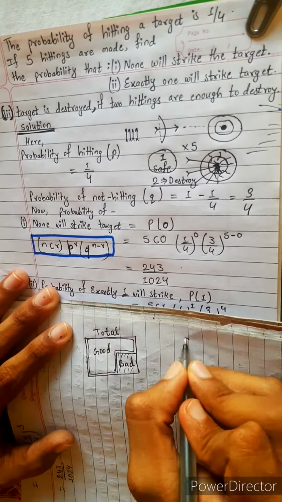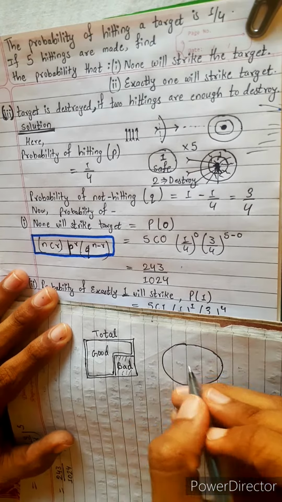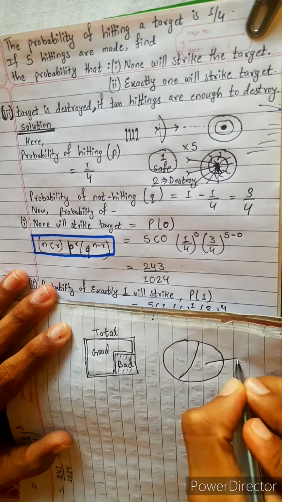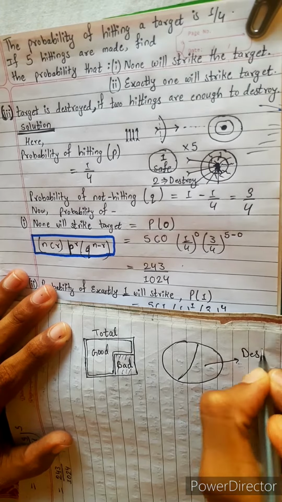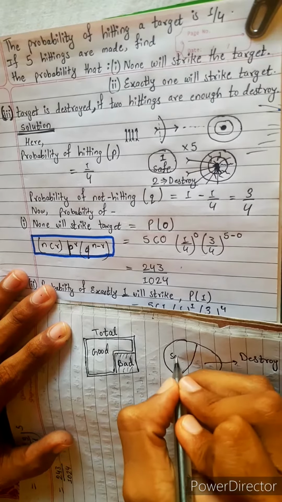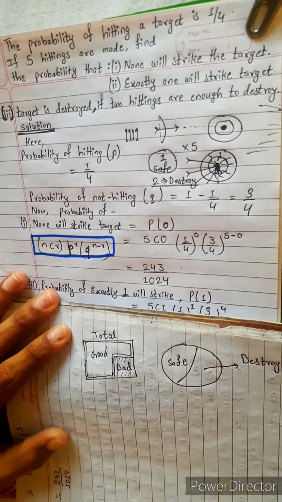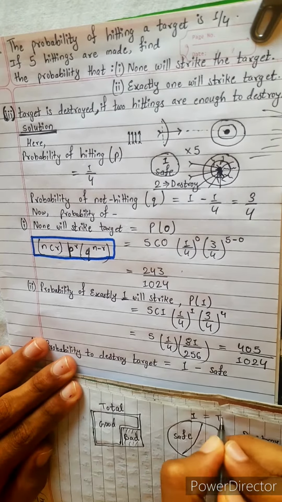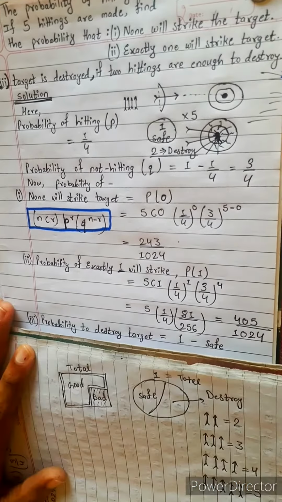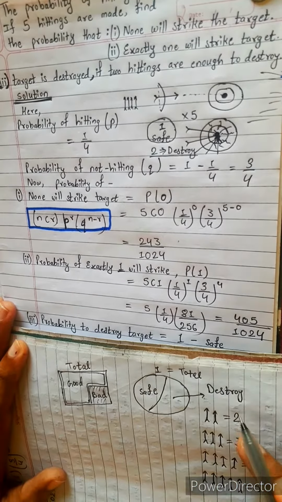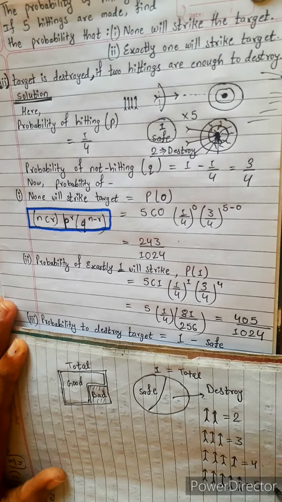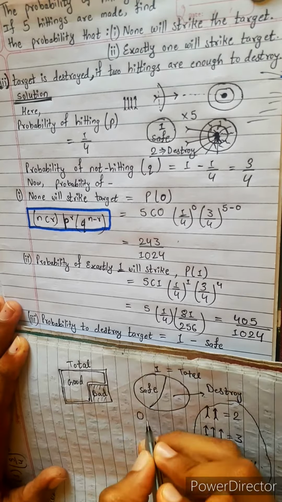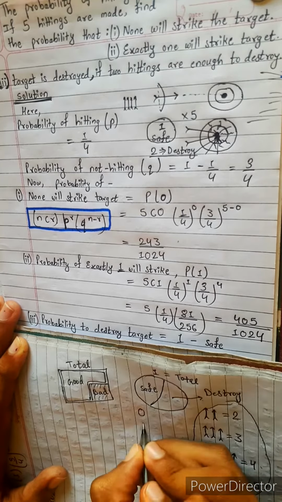So this is total probability, and if more than two times, suppose you see, this is destroy and this is safe, so total minus safe will be destroy. One means total, one equals total. Look here, if two times it, then also it will be destroyed, three times also destroy, four times also destroy, five times also destroy. So these all are destroyed. And safe means if zero hit, then also safe, if one hit, then also safe.